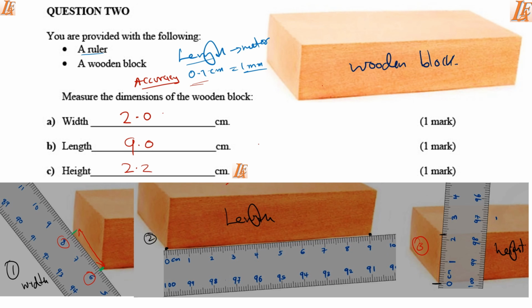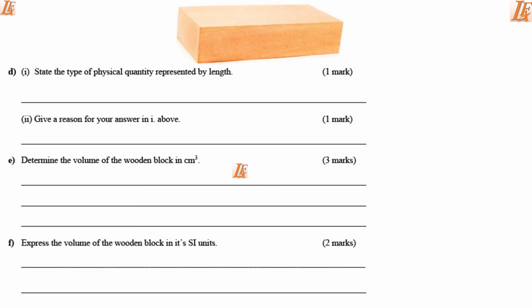So the dimensions of this wooden block are that the length is 9.0 centimeter, the width is 2.0 centimeter, and the height is 2.2 centimeter. Since we have obtained the dimensions of this wooden block, now we can handle the questions related to this experiment.